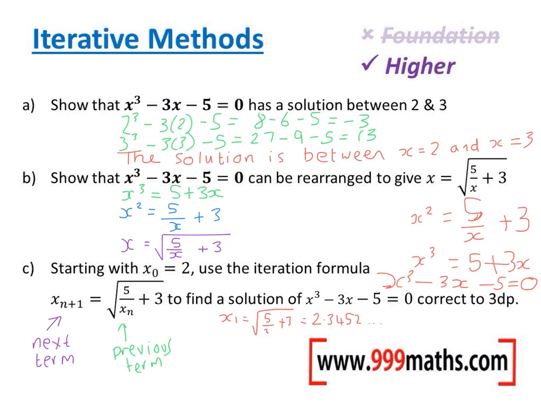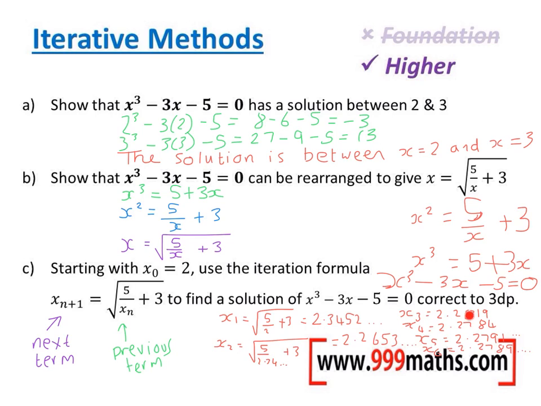So now to work out x2, I use a formula again, which is 5 over the previous answer, which is now 2.34, etc. And I'll not round it on my calculator, but I will round it there, and then add 3. And again, I'll do that on my calculator. And I get 2.2653. I'm going to do this again to work out x3.